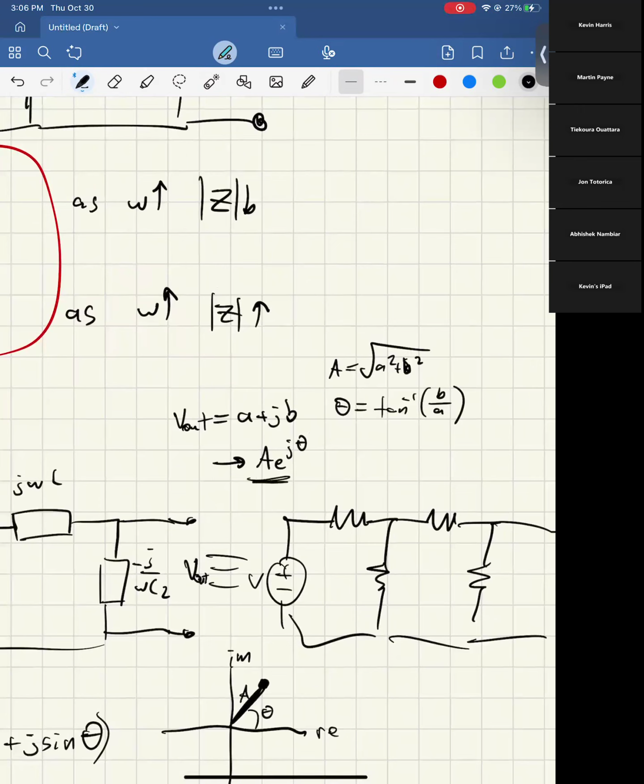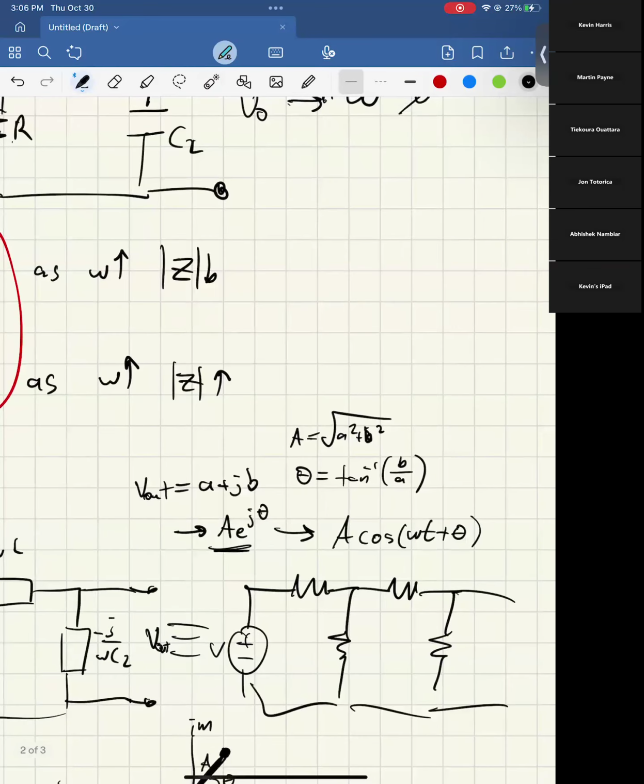So you get this, and then you would turn this back into your final output of cosine omega t plus theta. One other thing, they might give you the question in sine form.